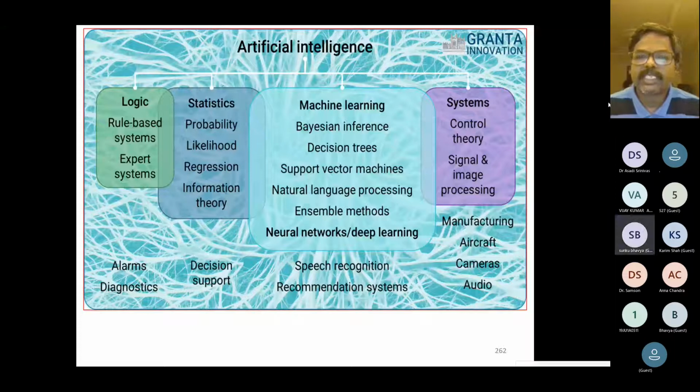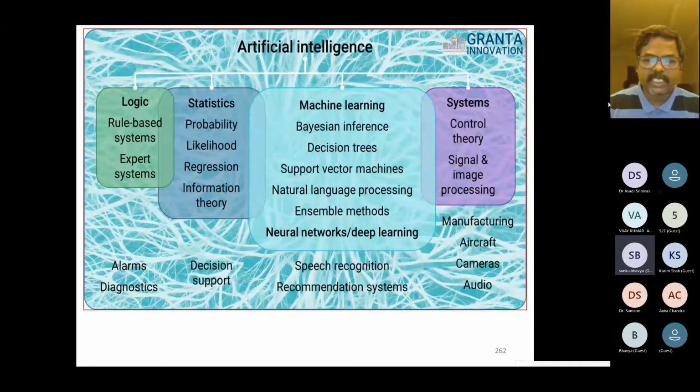So why are we using systems and control? In order to solve manufacturing problems like aircraft, cameras, audio data applications, and to develop speech recognition and recommendation system applications. Why are we using statistics? For decision support purposes. And logic, why are we using it? For alarms and diagnostic purposes.